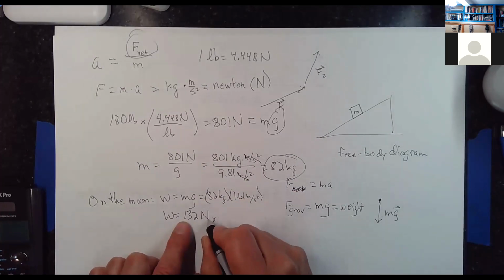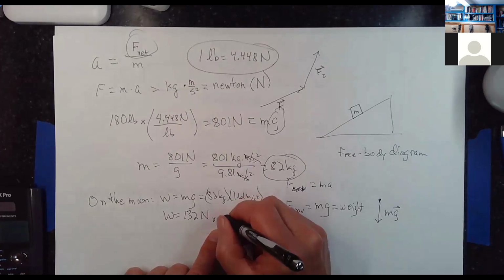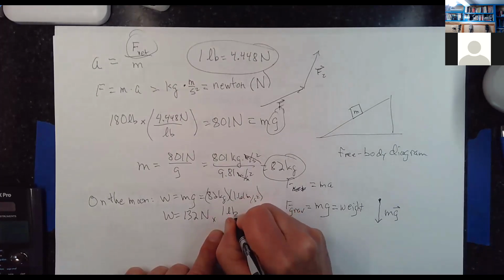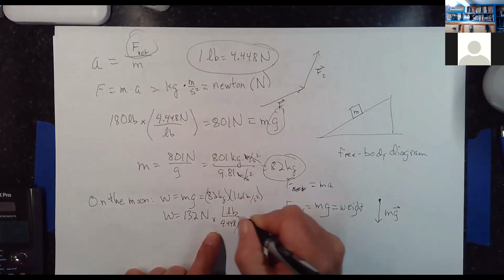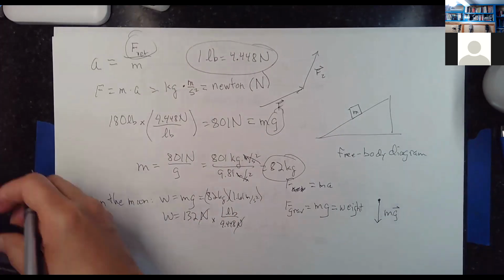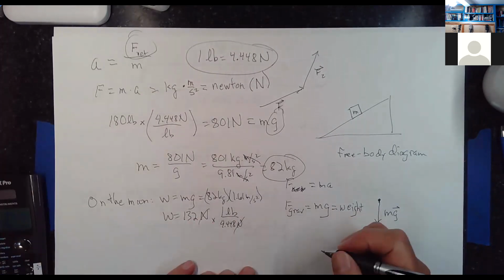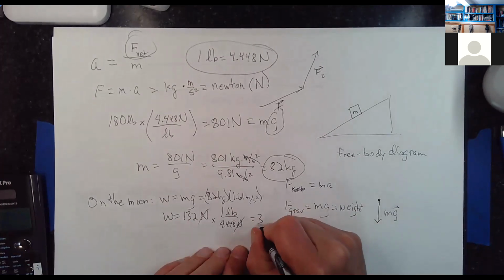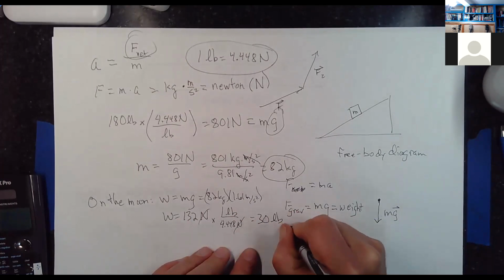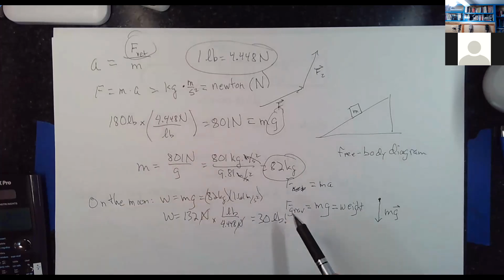And that is their weight in the metric system, but we can figure out how many pounds they'd weigh on the moon. So if I multiply by 1 pound over 4.448 newtons, the newtons will divide out and I'll end up with pounds, and it's not going to be much. It's only about 30 pounds. Okay, a 180-pound person on the moon would weigh 30 pounds.